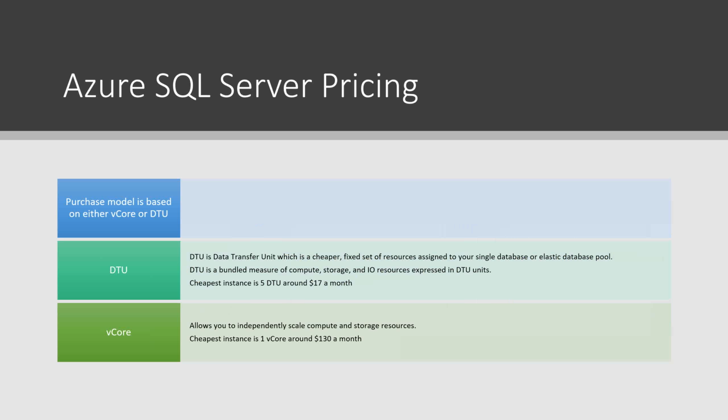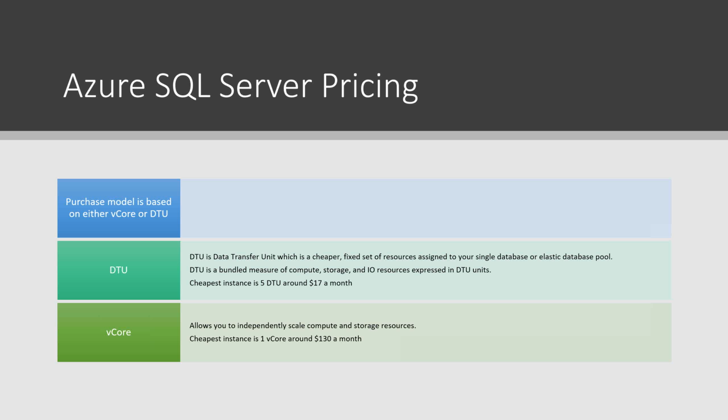And then the pricing model on SQL Server, again, there's two different ways that SQL Server is deployed. There's DTUs and vCore. So DTUs is a data transfer unit, which is a fixed set of resources assigned to a single database or an elastic database pool. An elastic database pool is basically kind of built out based on number of connections, where a single database is you have that full single database node. An elastic database pool, you may have 100 connections within the full pool, or 250 or 500, etc.